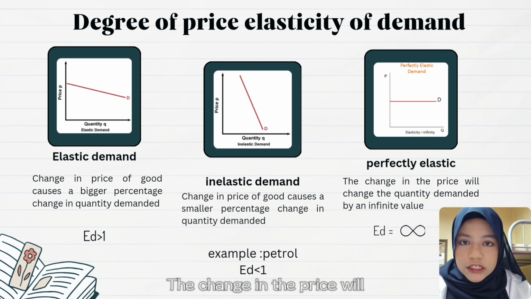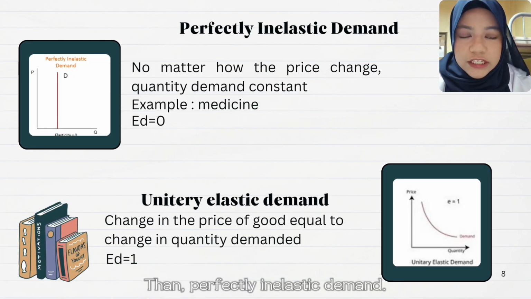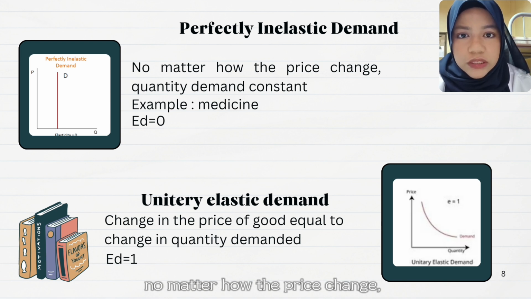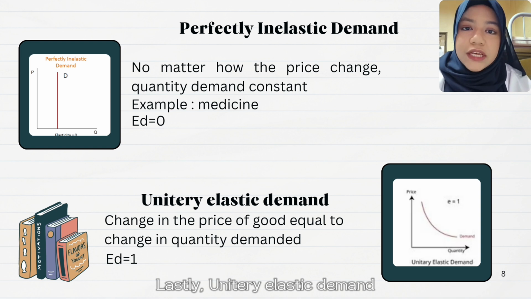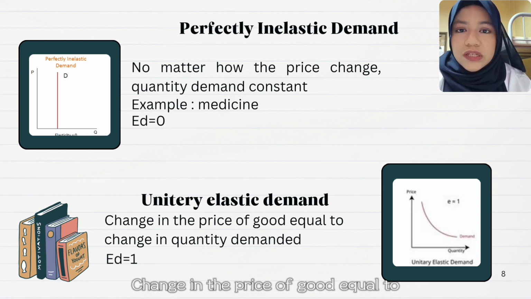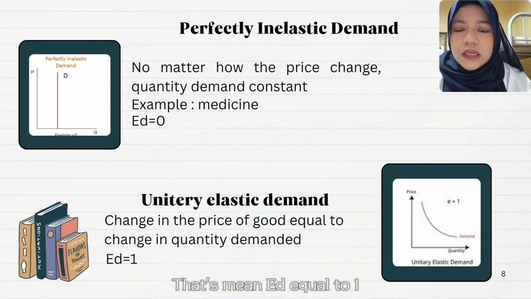Next, perfectly elastic. The change in the price will change the quantity demanded by an infinite value. That means ED equals infinity. Then, perfectly inelastic demand. No matter how the price changes, the quantity demanded is constant. That means ED equals 0. Lastly, unitary elastic demand. Change in the price of goods equals change in quantity demanded. That means ED equals 1.